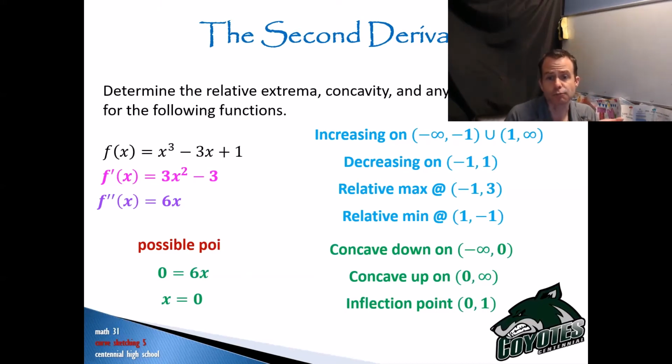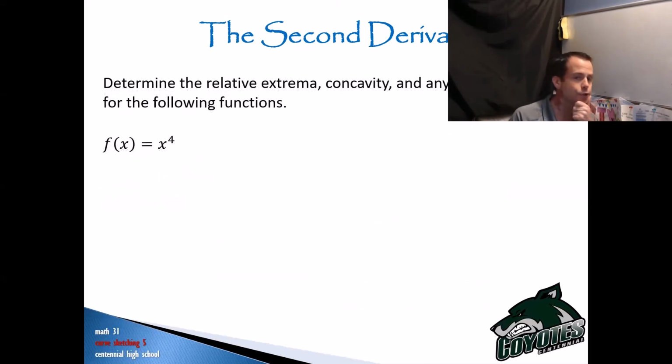You can actually draw a really accurate sketch of this graph now without the aid of a graphing calculator, okay? But right now we're just kind of analyzing, so that'll be the last lesson that we do, is putting it all together and actually drawing a picture. Okay, so now we're going to try f of x equals x to the 4.